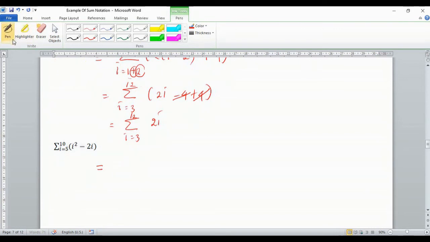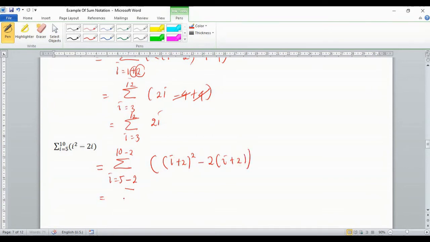So from here we need to change the lower limit to be 3. So i equals 5 minus 2, because we want 3. So in here 10 minus 2. How about the inside of the general term? We need to change each i. If in the limits it is minus, then in here it is positive: i plus 2 squared minus 2 times i plus 2.